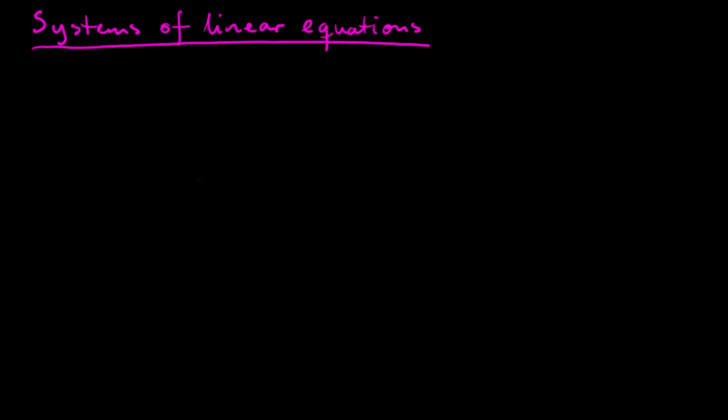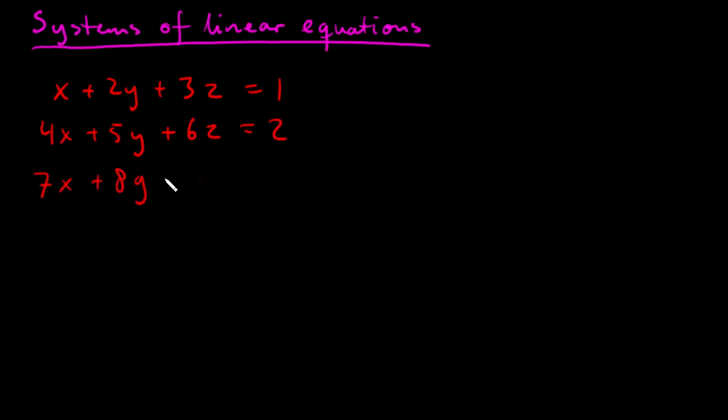In this video I'm going to talk about systems of linear equations and how we can use matrices to express that. So let's say that we have a system of equations like this: x plus 2y plus 3z equals 1. Then you can have 4x plus 5y plus 6z equals 2. And the last one, 7x plus 8y plus 9z equals 3.